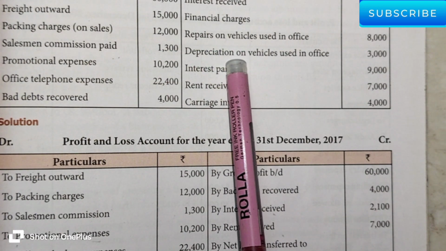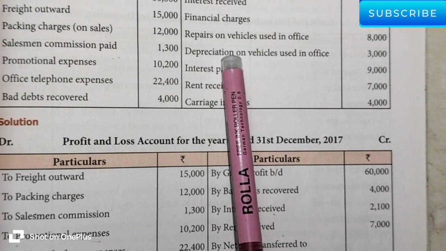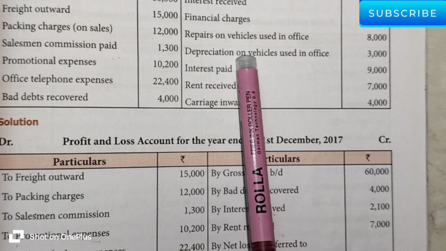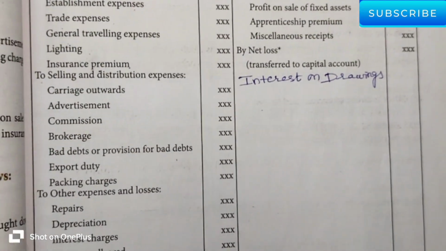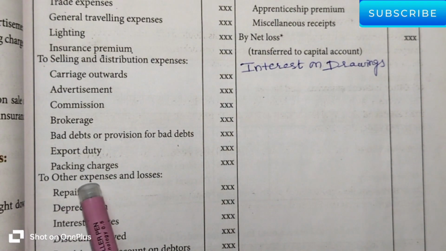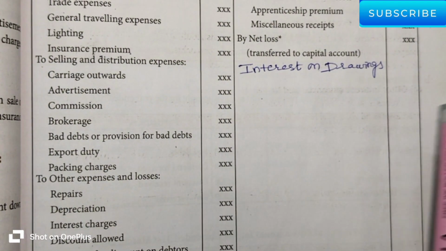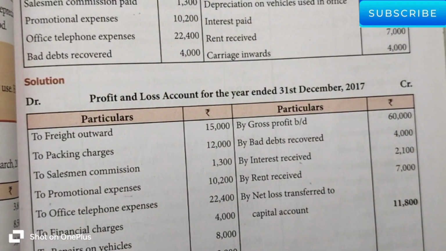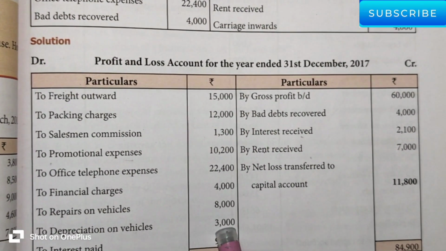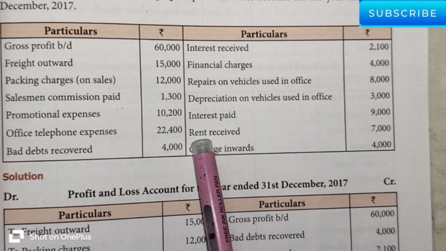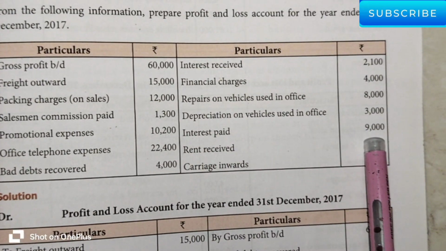Depreciation comes for fixed assets. Decreasing value of the fixed asset is called depreciation. So depreciation comes under other expenses and losses of the profit and loss account. You have to enter it on the debit side of the profit and loss account. 3,000 rupees we entered. Then interest paid, 9,000 rupees.